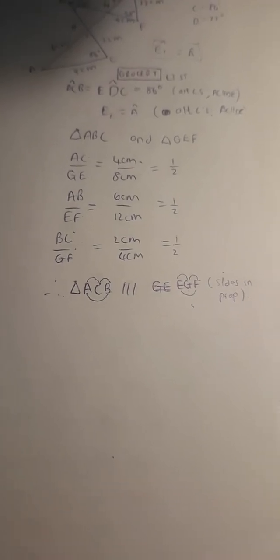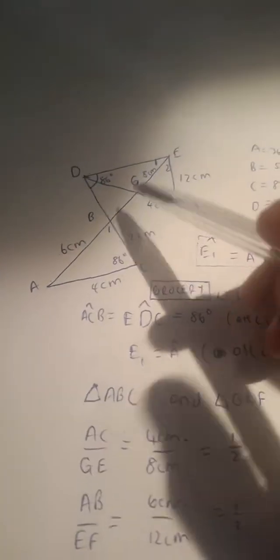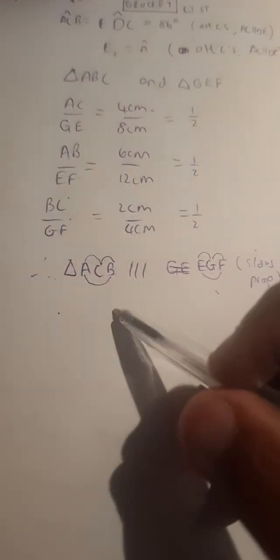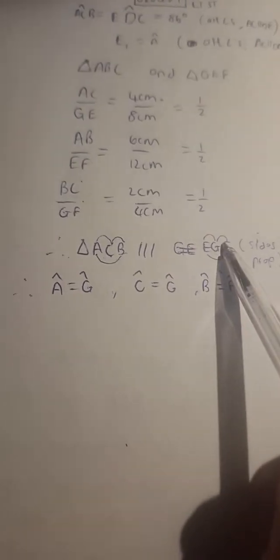Now guys, if the triangles are similar because of sides being in proportion, what do we then know about the angles? Guys, it simply then means angle A is equal to angle G. Therefore, angle A is equal to angle G. Also, angle C in those two triangles is equal to angle what? Angle G. And then angle B is equal to what? Angle F. That is the conclusion we make because the triangles are similar.